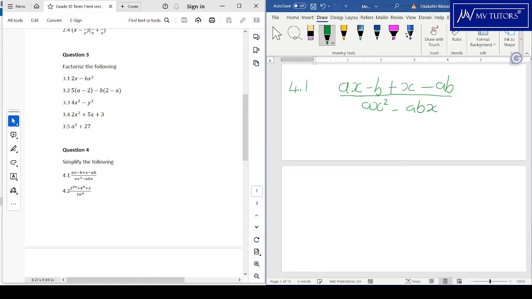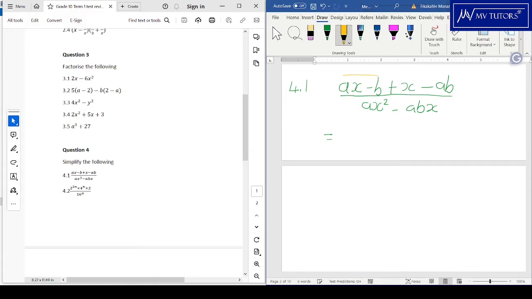Okay. All right, so let's see. It says simplify the following. So we're simplifying. In simplifying, we can factorize so that things cancel. Now, if I look at the first two here, I cannot really factorize these two, right?